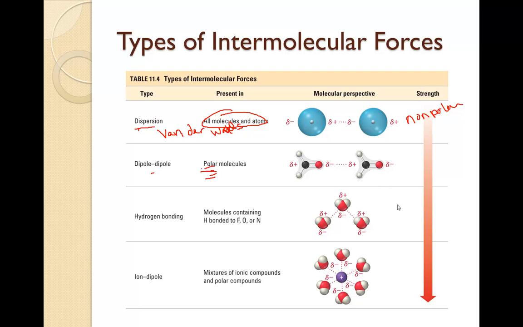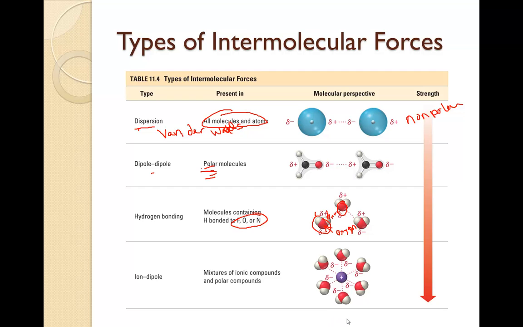Hydrogen bonding is a special kind of dipole moment where the hydrogen has to be bonded to fluorine, oxygen, or nitrogen, and then that hydrogen here is then attracted to another molecule. This here is an oxygen. This is a water molecule where these are hydrogens up here. And this hydrogen is getting attracted to this oxygen over here.